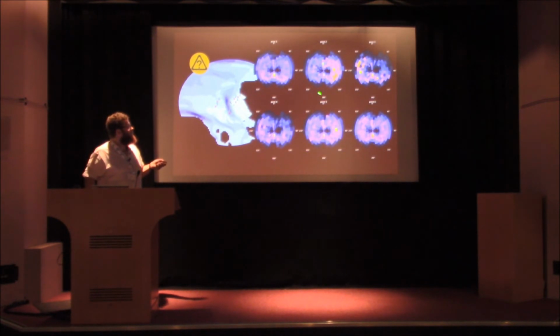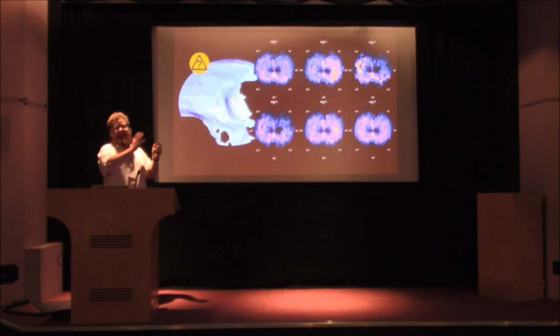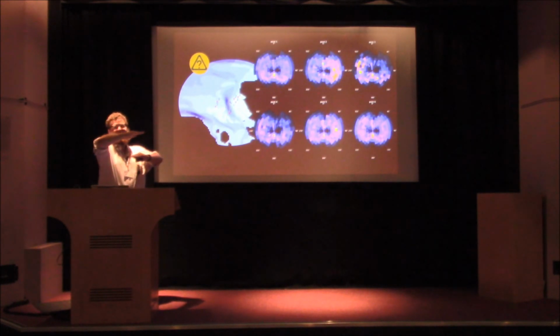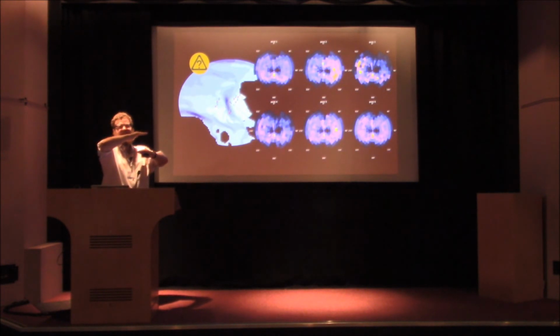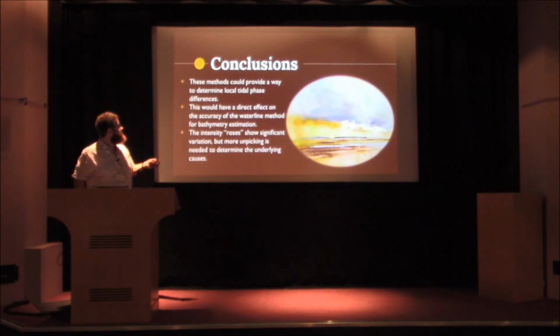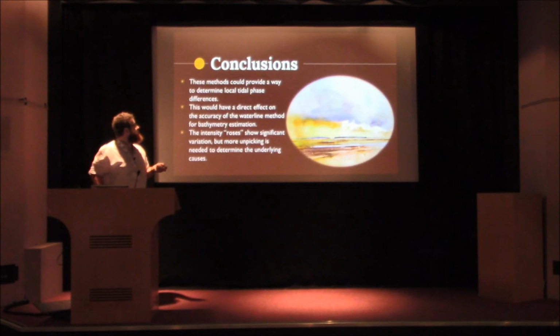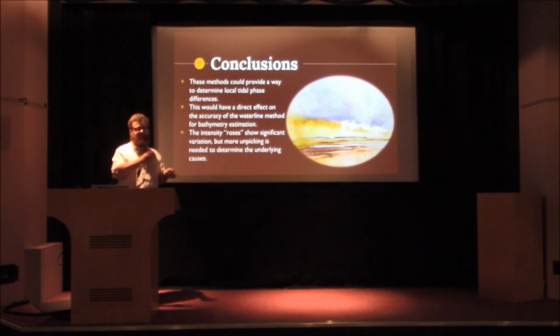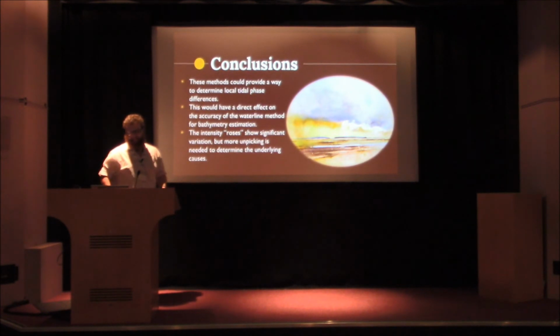So the aim for all of this is if I can take these points and figure out, okay, the elevation phase is dominating at between these time periods, I can slice that record and only get the bits where the elevation phase is dominant. So these methods could provide a way to determine local tidal phase differences, which could have a direct effect on the accuracy of the waterline method for bathymetry estimation. That's your take-home message.